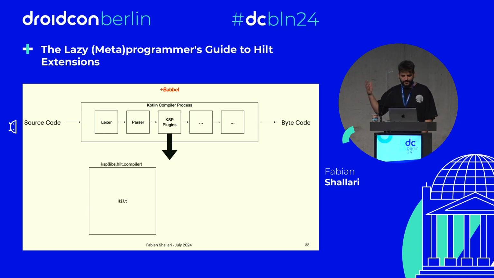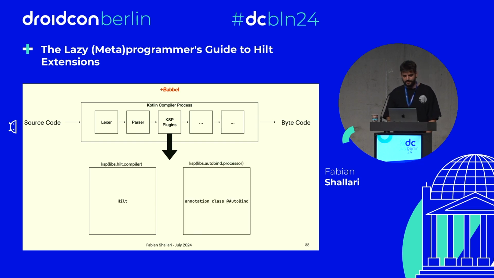We know that when we import Hilt in our projects, we use KSP. And Hilt itself is a KSP plugin. And we said that we want to use code generation to have this auto-bind annotation processor, or a KSP plugin. So we might wonder, since they are both KSP plugins, which runs first, Hilt or auto-bind?